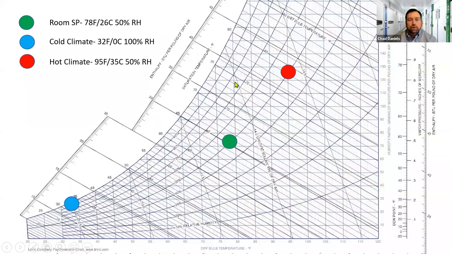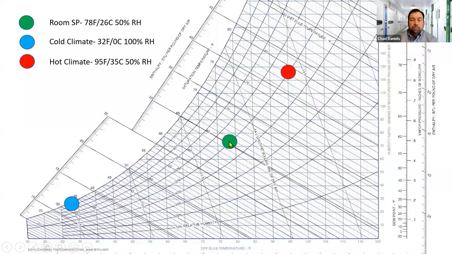On this chart, I want to point out simply two things. One, across the bottom is our dry bulb temperature. And then the curved lines are the percent of relative humidity. I've gone ahead and placed three colored dots on this chart. What I have as a green dot is our desired room set point. In this particular case, I've chosen 78 degrees Fahrenheit. So across the bottom, I selected the 78 degrees, and then I vertically put it on a place on the chart where it's on the 50% relative humidity curve.